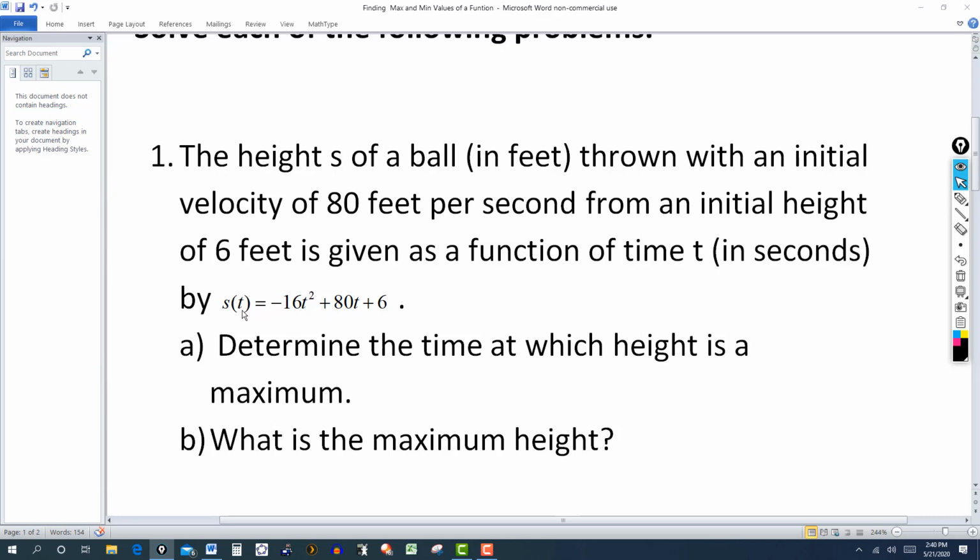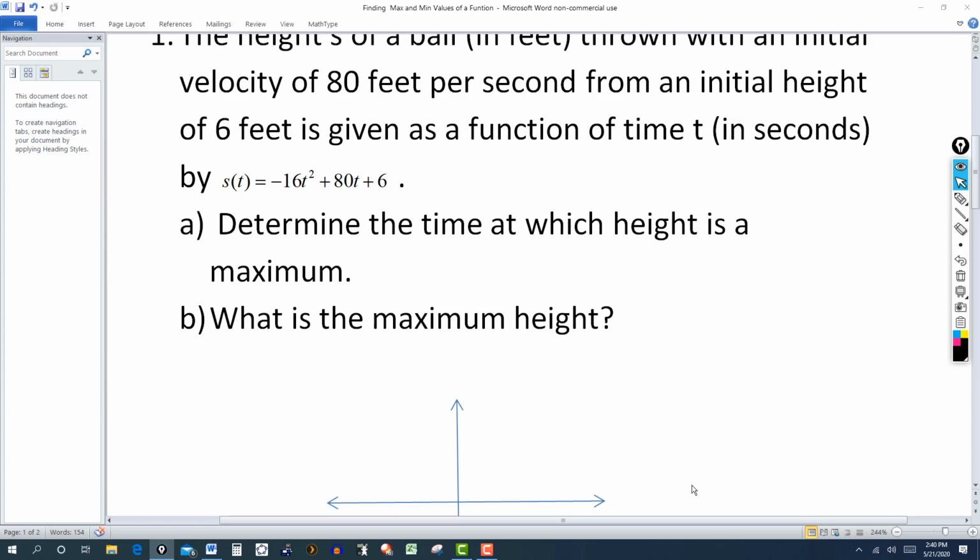Okay. In calculus, you work a lot of problems like this. You take what is called the derivative of this, and you get your velocity function. But here we're just dealing with basic algebra. Okay, so let's look at this one. It says determine the time at which height is a maximum. Okay, at what value does that occur, and what is the maximum height? So we just need to find the vertex.